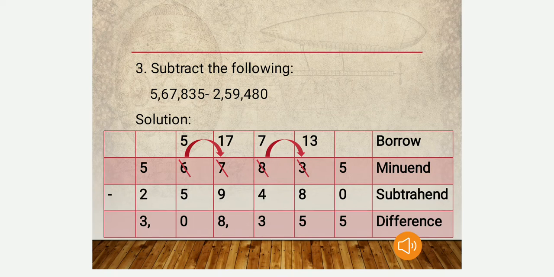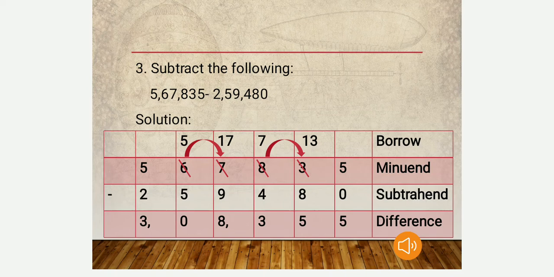So the first term is called the minuend. The second, 2,59,480, I am keeping down. So the second term in the subtraction is called the subtrahend, and the operator I am using is minus. Here also we have to solve from right to left. So let us see the solution.